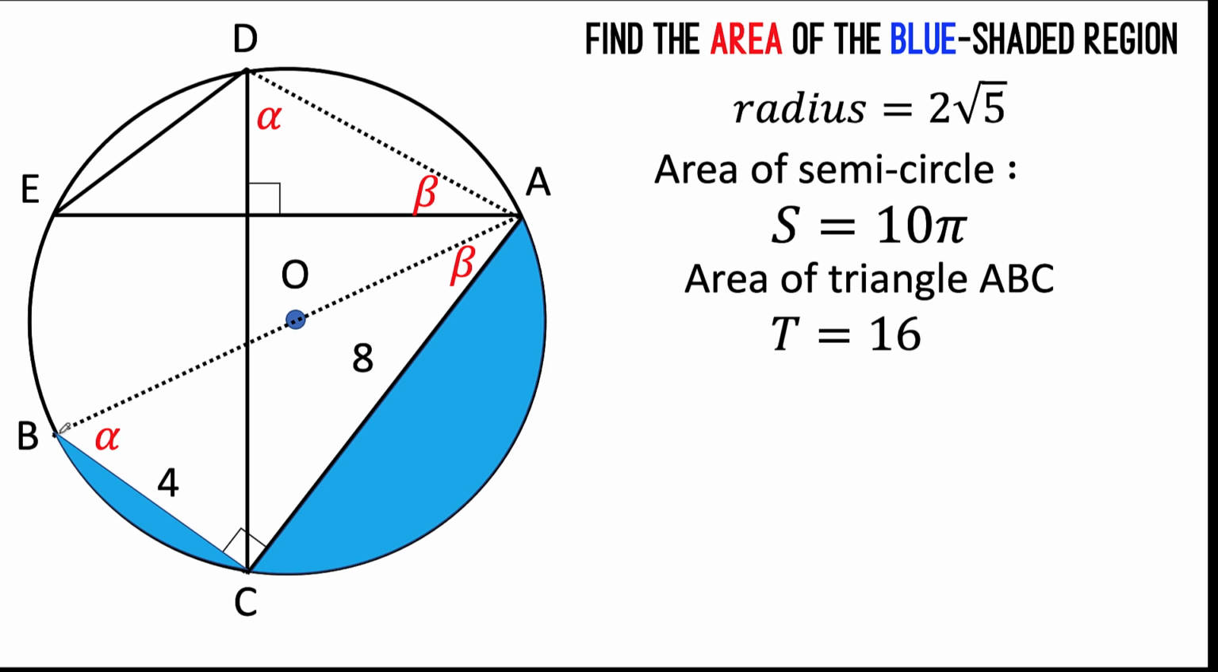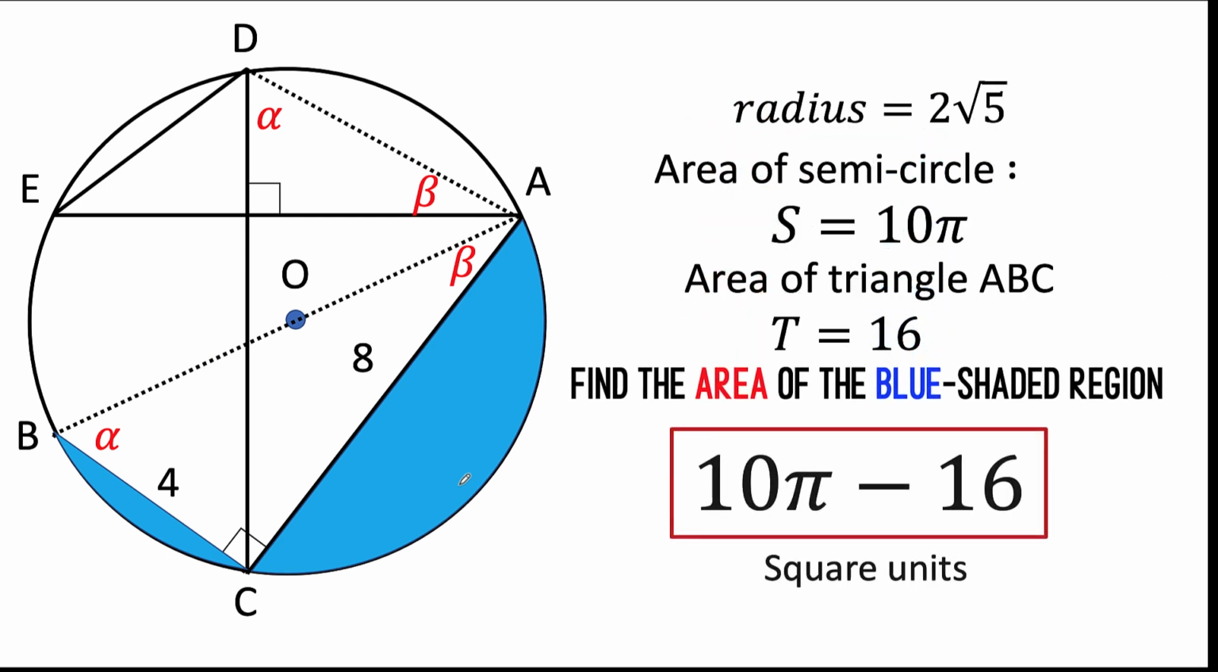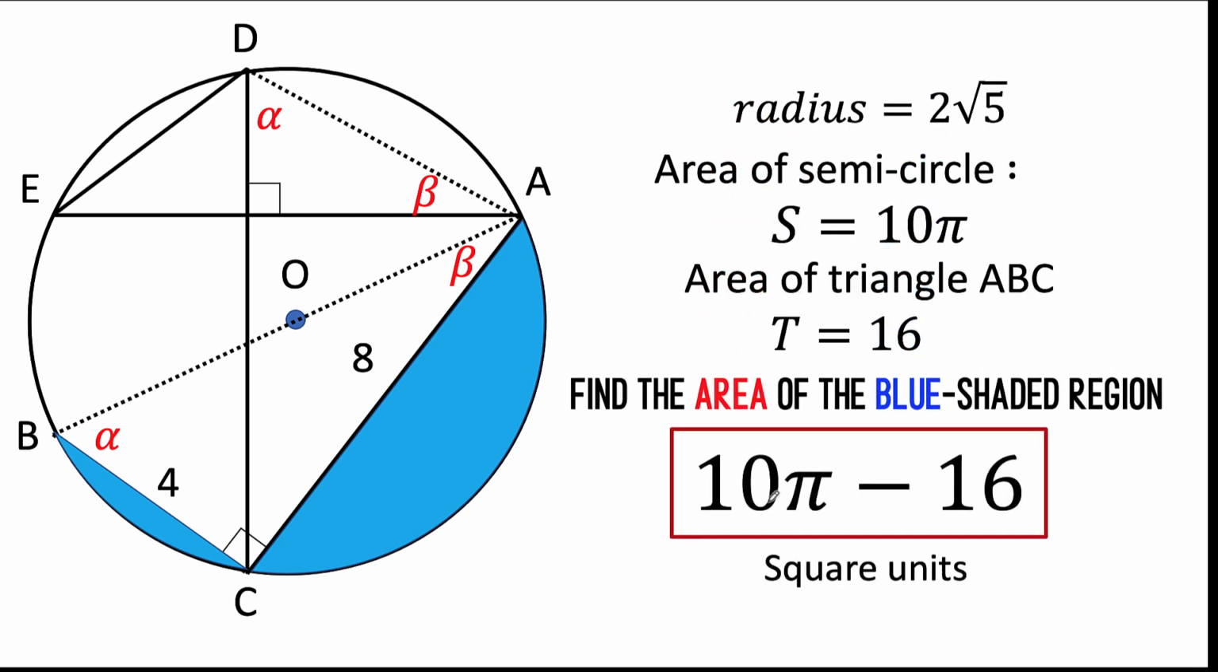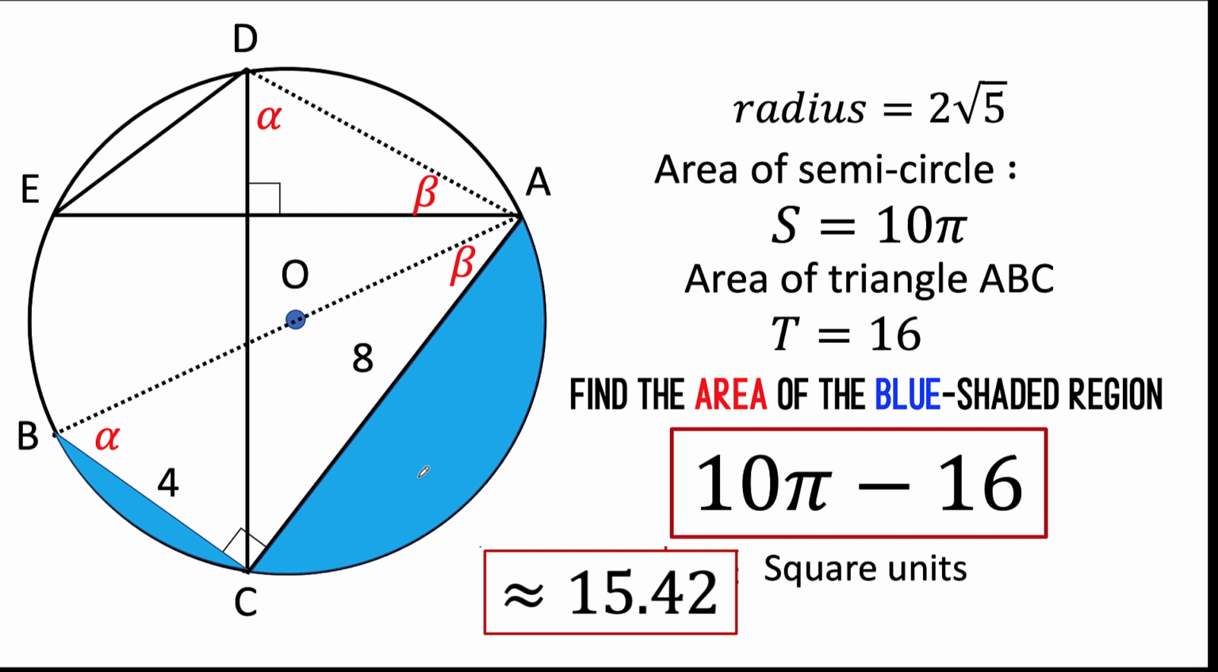So, we know the area of this semicircle and we know the area of this triangle here. So, if we are going to subtract these two values, then what is left would be the area of this blue shaded region, which is exactly what we want to find. So 10 pi minus 16 square units is now the area of the blue shaded region, and this problem is now solved. So this is indeed a very beautiful and elegant geometry question.